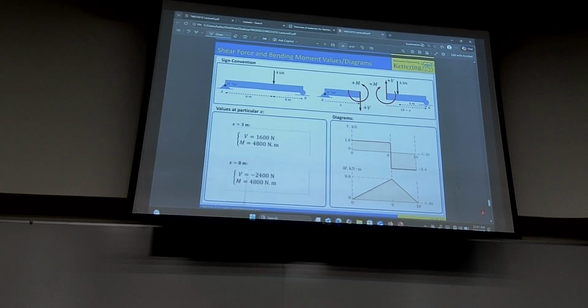Therefore, we need shear force and bending moment diagrams, because we want to look at the entire length. So this is basically a review for you from statics. For a bridge like this, a point load is applied here.